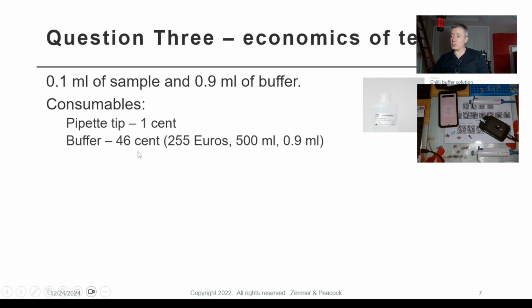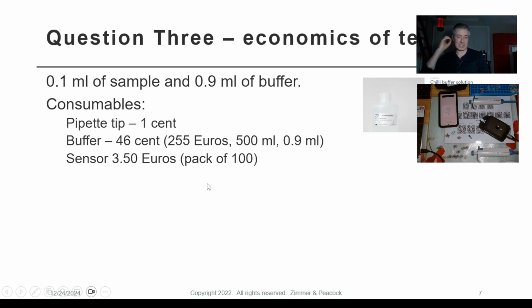The buffer that we used cost for that 900 mils was 46 cents. So you can appreciate that 1 cent plus 46 cents is 47 cents. And then the sensors are €3.50 each. So you get a pack of 100 in the starter kit. So if I add 47 cents to €3.50, then it's €3.97 per test. So that's the economics of a test.